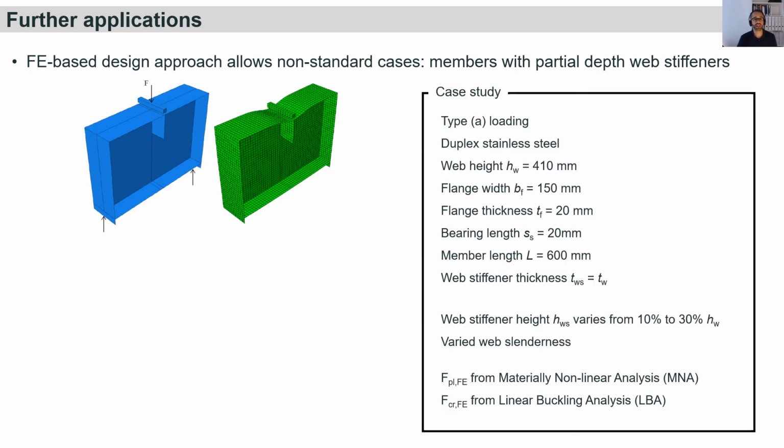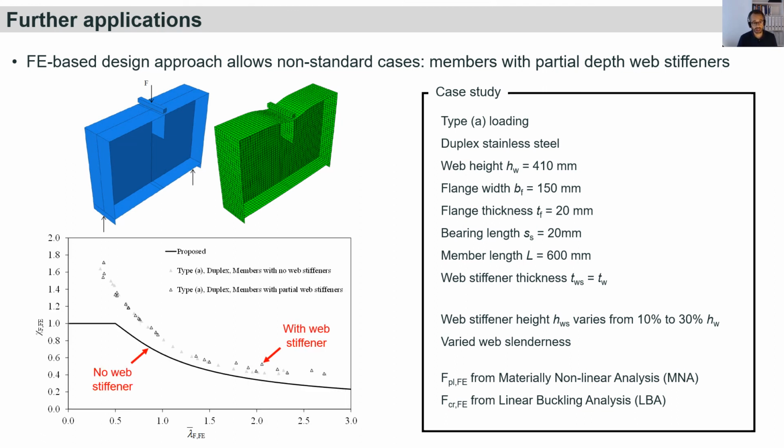So let's consider, for example, this case study, considering type A loading only of duplex stainless steel with the web stiffener height varying between 10% and 30% of the total height of the web, and run these for different web slenderness. Obtain the plastic collapse load and obtain the elastic buckling load via the linear buckling analysis. And then you create a curve like this. By looking at this curve, you can observe that the type A curve for duplex stainless steel members without web stiffeners, which was plotted here, can be considered a good choice if you want to design such members. Right?